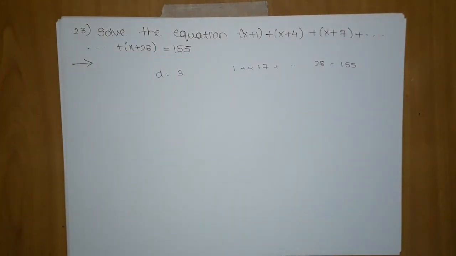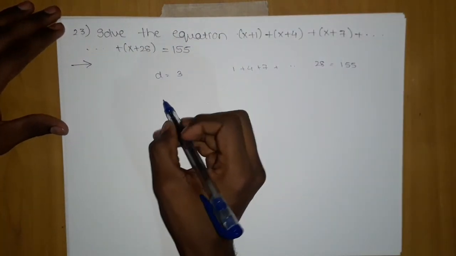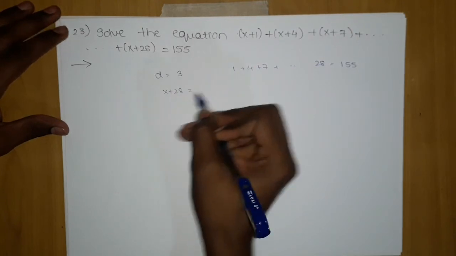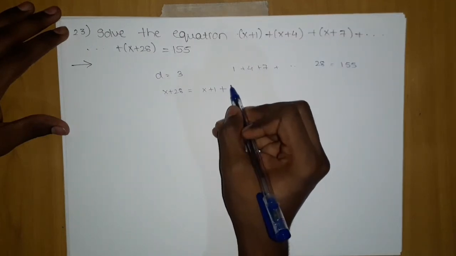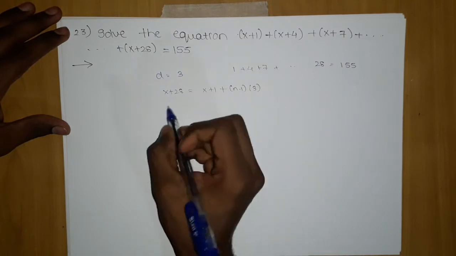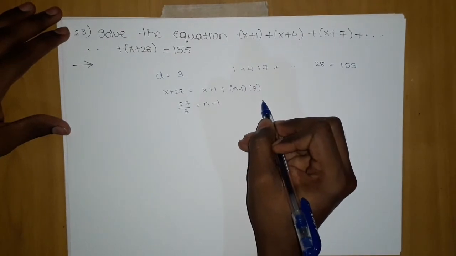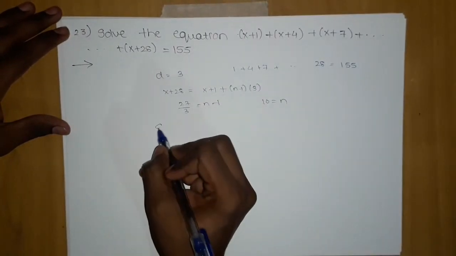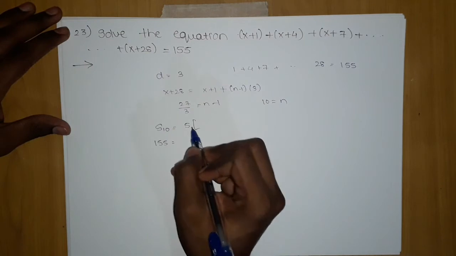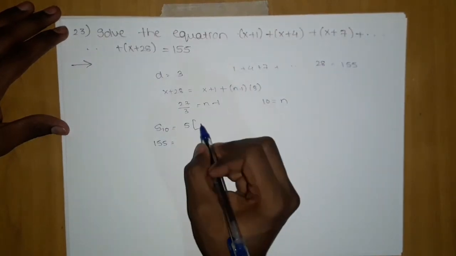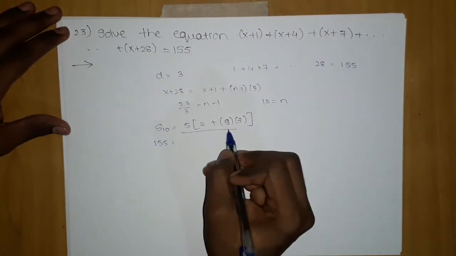x is common. This is just a series, the sum is given. Now we want to find the nth term. The nth term is x plus 28. We have the first term x plus 1, and you can ignore the d, fine, there is no issue, into (n minus 1) into d, which is nothing but 3. So x and x will cancel out, giving me 27 by 3 equals n minus 1, which gives me 9 plus 1. So we got n equal to 10. So we want to find S10, which is given as 155. So 5 into (2a, 2a was 2, plus n minus 1, which is 9, into d which is 3). Okay, so we have done this.